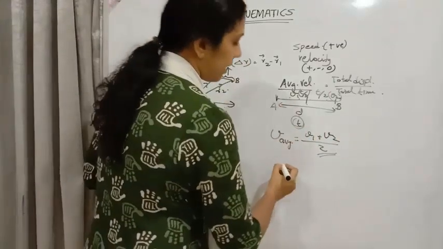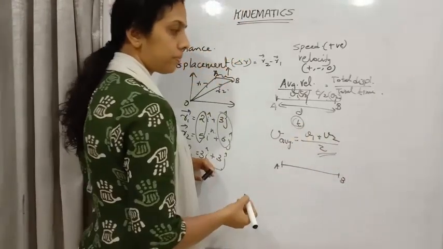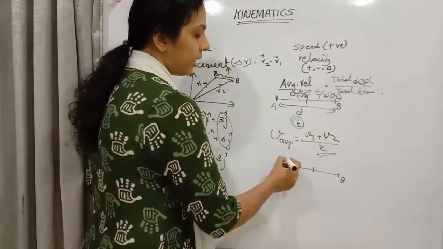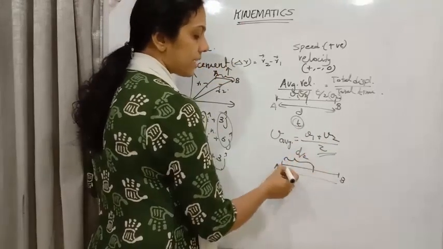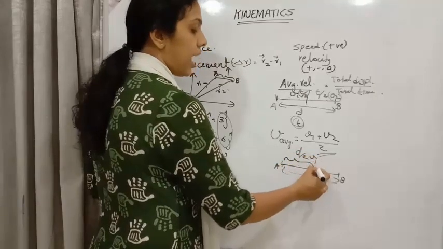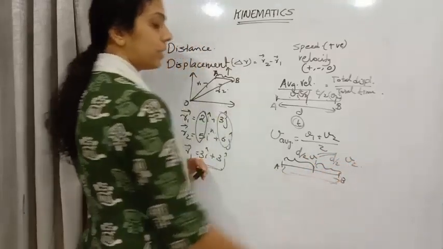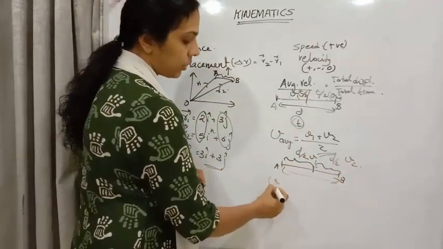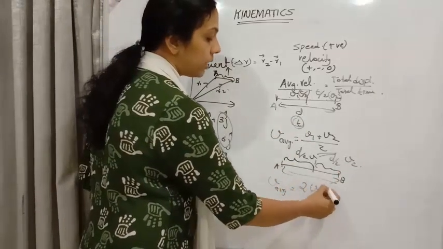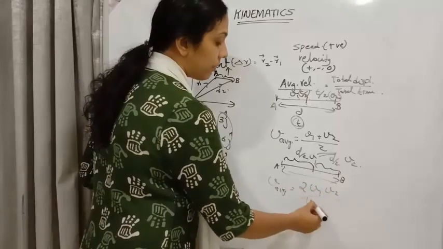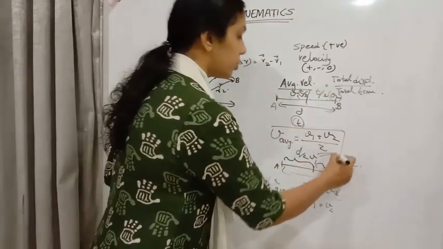Next, suppose an object is moving from A to B. In the first half of the distance, d by 2, it is traveling with velocity v1, and in the next d by 2 distance it is traveling with velocity v2. Then what will be the average velocity? V average will be equal to 2 v1 v2 divided by (v1 plus v2). So clear? These two formulas you should learn by heart.